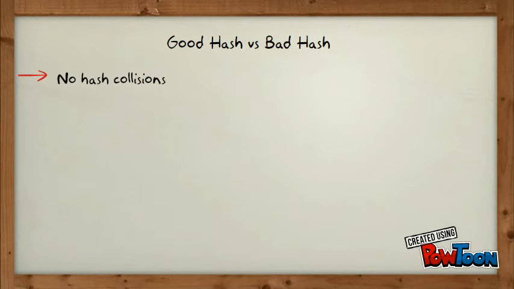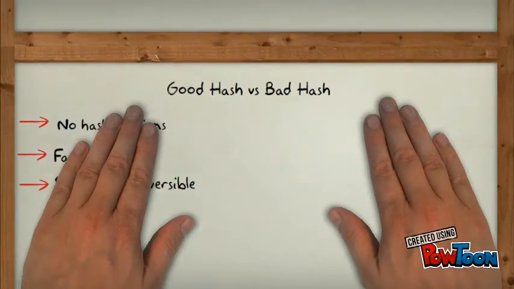There are a few characteristics of a good hash. It should have no hash collisions, that is, one hash should be mapped to only one bigger value. The data retrieval should be fast, and the hash should be irreversible. That is, the bigger value should not be retrievable from the smaller value.